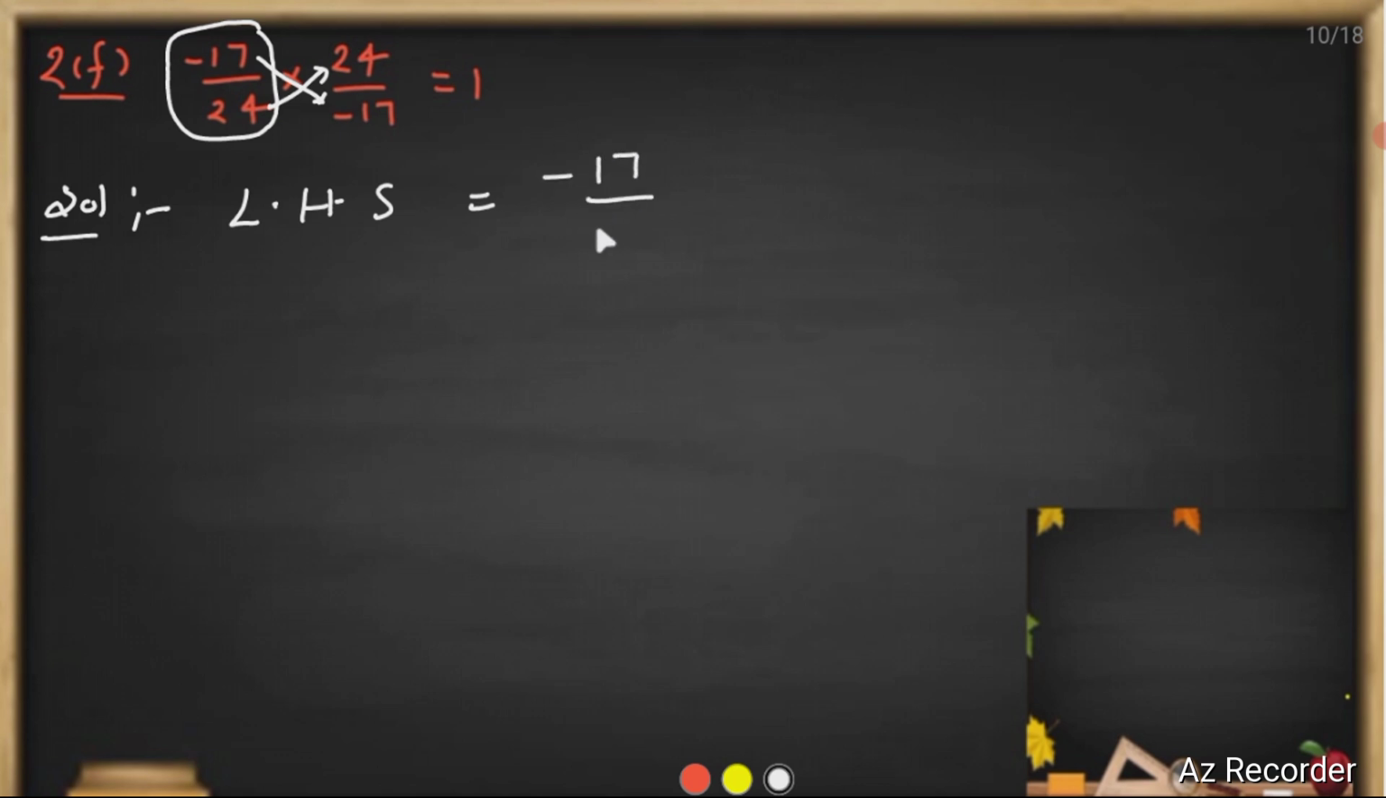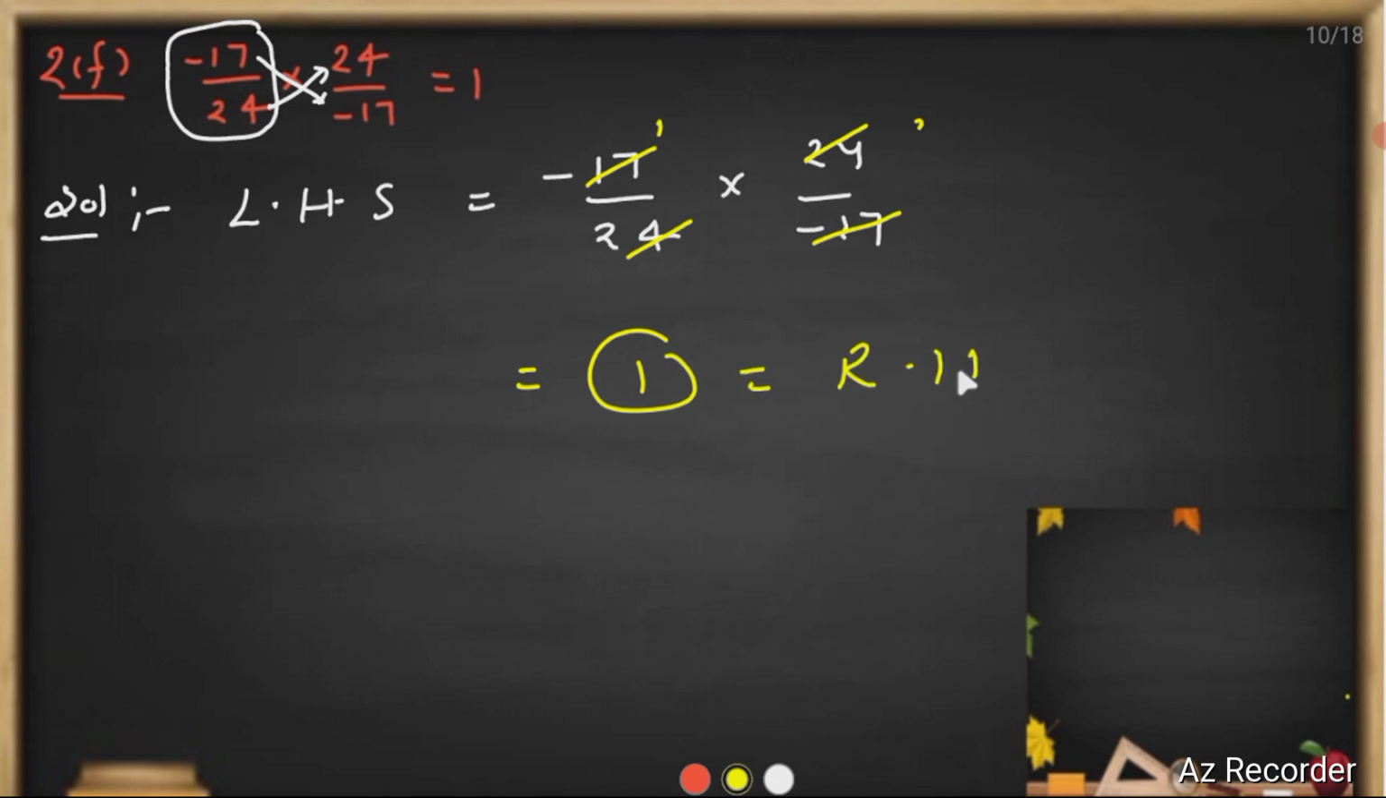So minus 17 upon 24 multiply 24 upon negative 17. So if this cuts this and this cuts this one time, you have finally 1, and that is equal to the right hand side. So you can say that the property is proved here.